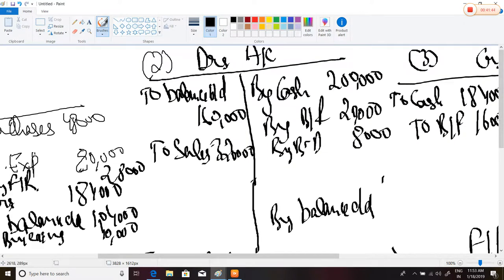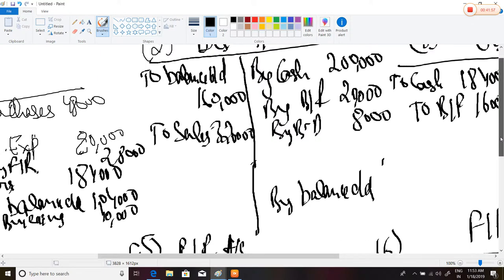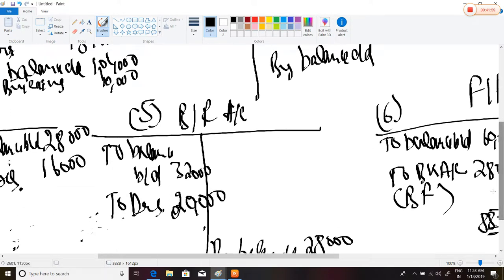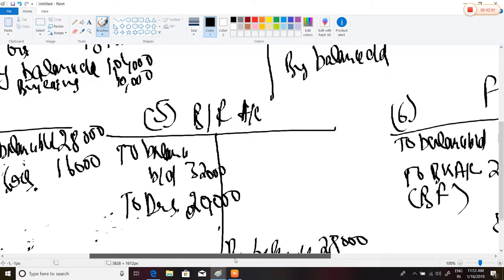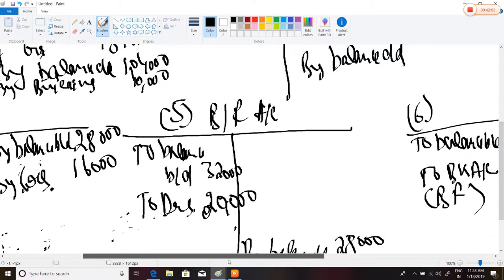Debtors account, 1,60,000 plus. When there is a bills receivable account and bills payable account, along with that there are debtors and creditors. First we have to close the bills receivable and bills payable accounts. Okay.